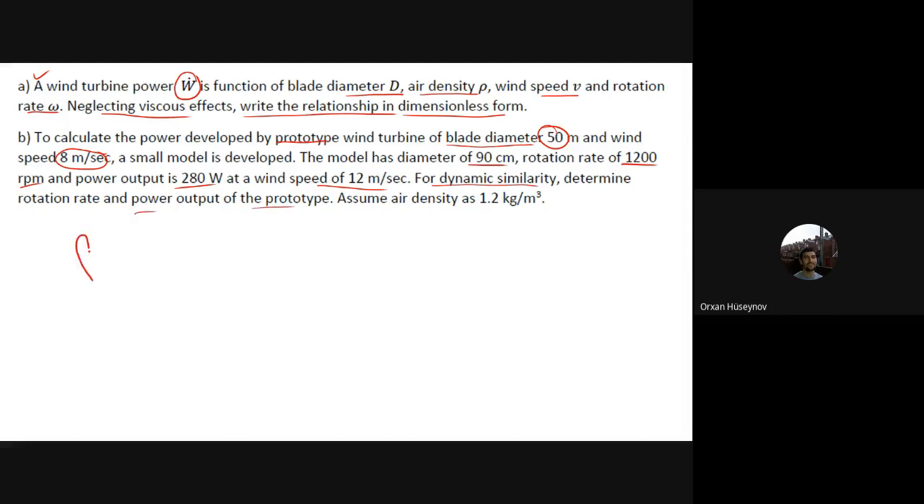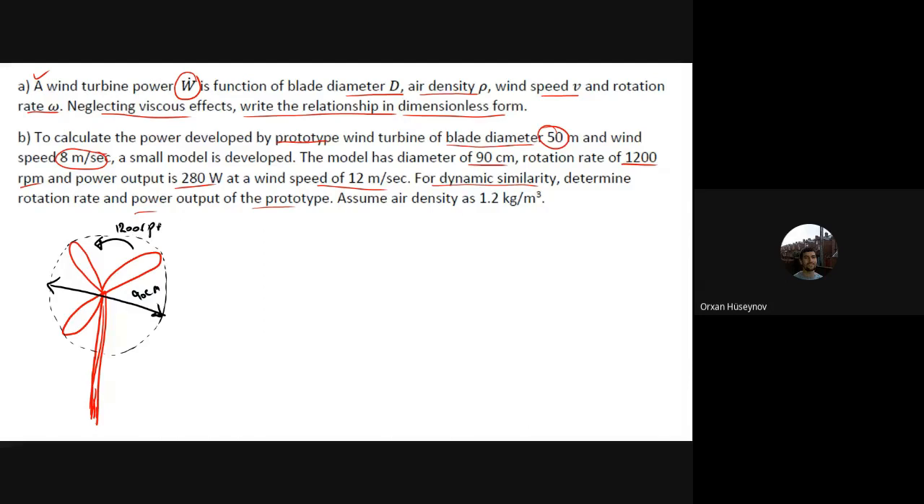Okay, so let me show you. We have a wind turbine. This is the model one. This is the model wind turbine, and the values that are given for it are the diameters. If you think of this one as a circle, it has a diameter of 90 centimeters, and the rotation rate omega is 1200 RPMs. And you have the generator here. That generator gives you the power output, the work done, of 280 watts.